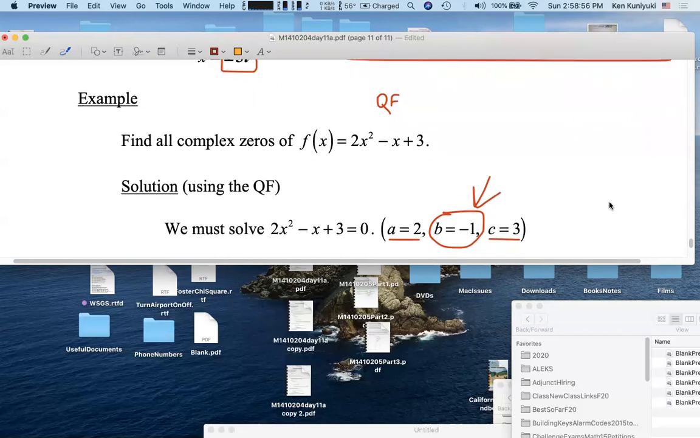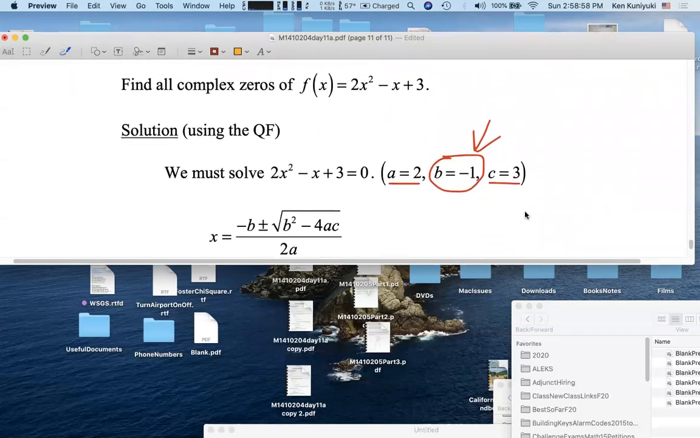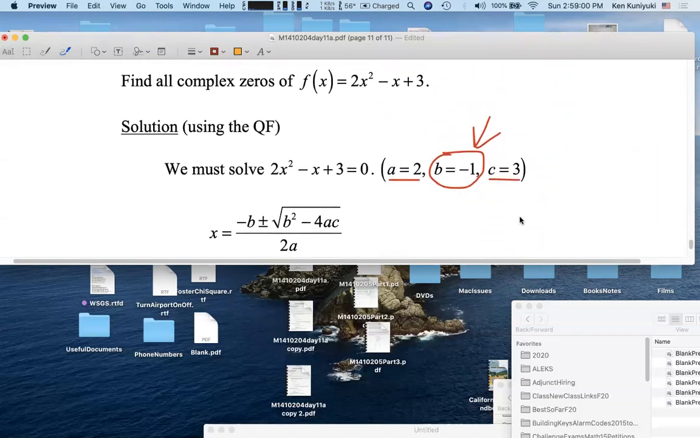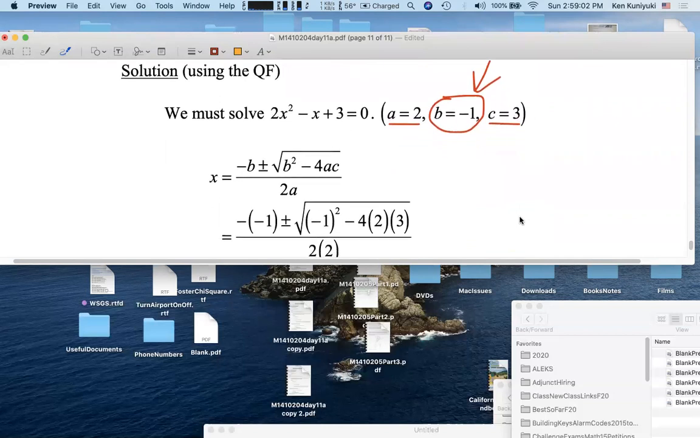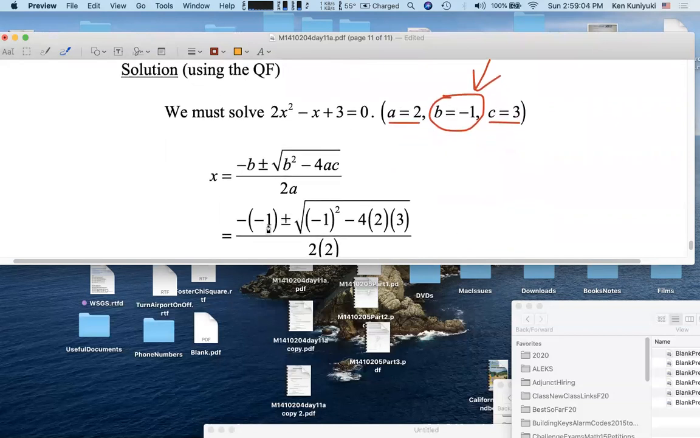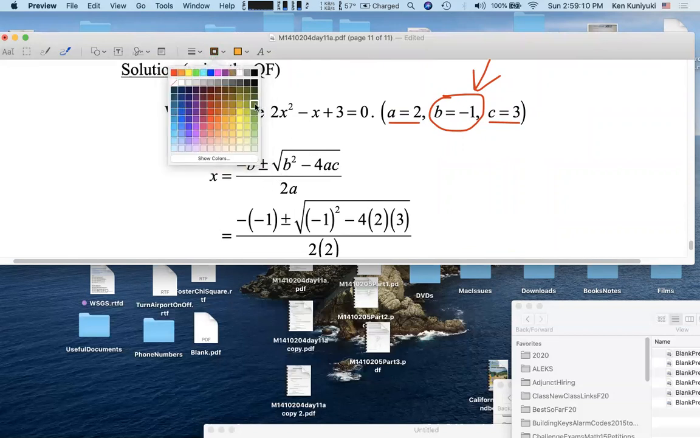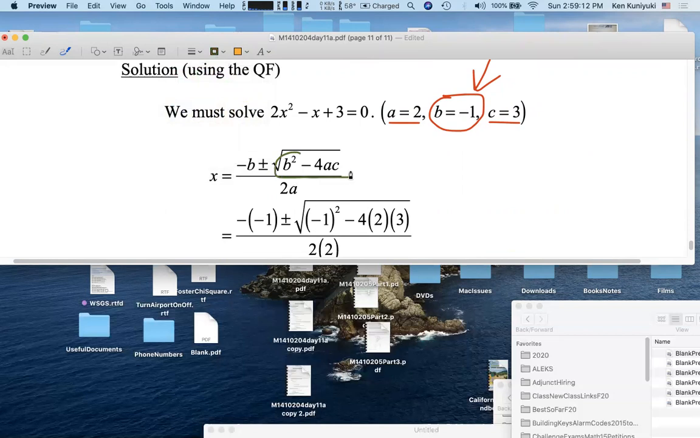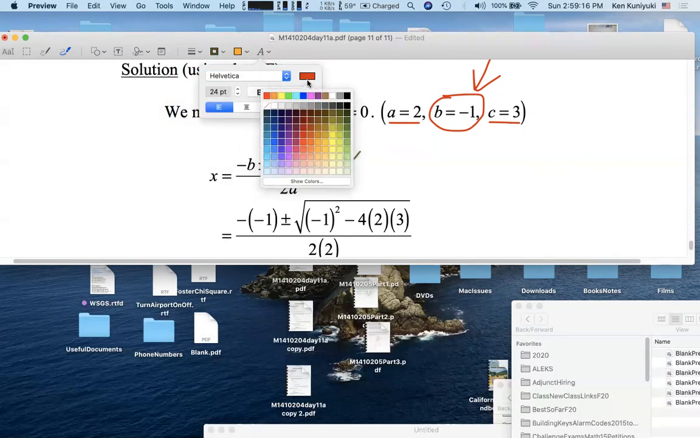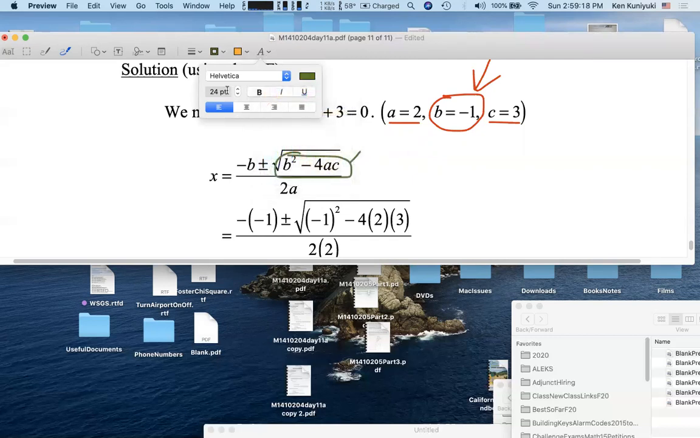All right, let's apply the quadratic formula. You should remember this. X equals the opposite of B, so it's going to be the opposite of negative 1, plus or minus the square root of B squared minus 4AC. Remember, this was called the what? This was called the discriminant.